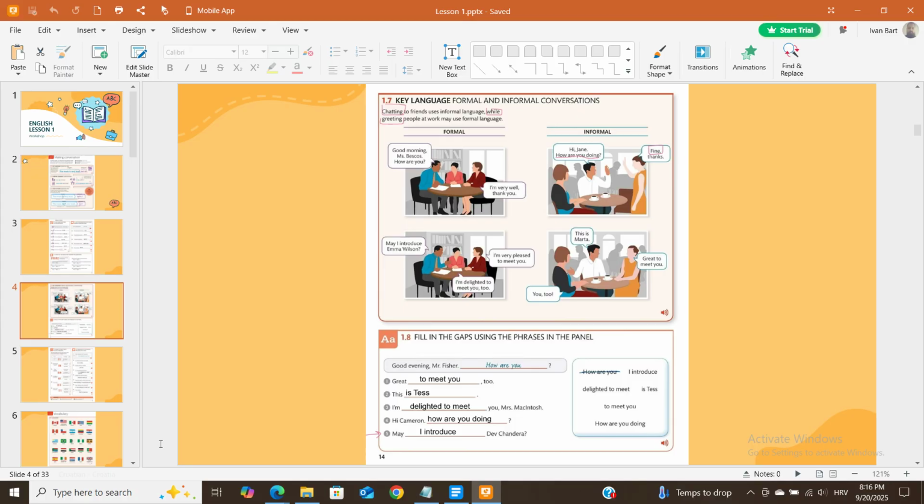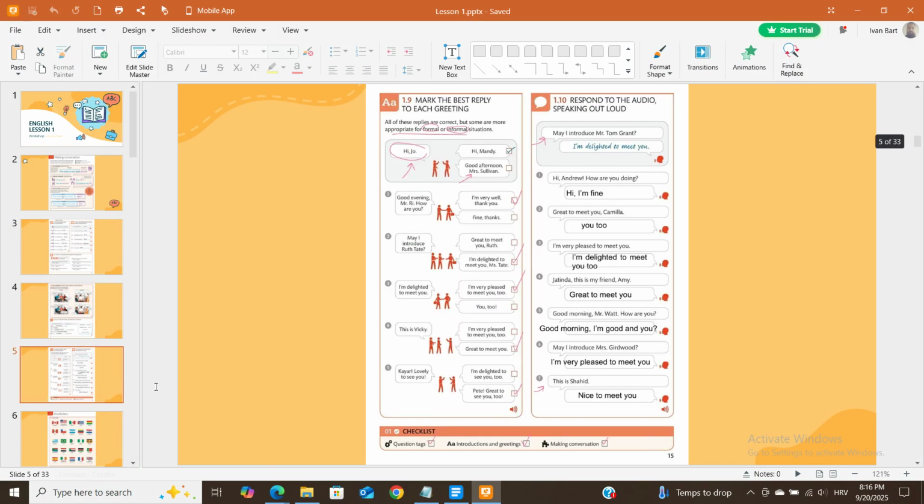Mark the best reply to each greeting. All of these replies are correct, but some are more appropriate for formal or informal situations.